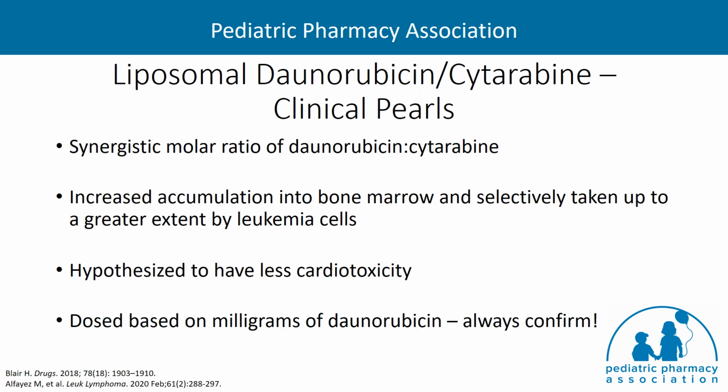Some clinical pearls associated with this medication. It's important to note that it is manufactured via a synergistic ratio of daunorubicin to cytarabine, specifically a 1:5 ratio. It has increased accumulation into the bone marrow and is selectively taken up to a greater extent by our leukemia cells based on initial animal models, which is why it presents as an optimistic addition to pediatric AML therapy as well as adult therapy. Lastly, it's hypothesized to also have less cardiotoxicity based on the pharmacokinetics, although we'll continue to get more information and validate that finding.